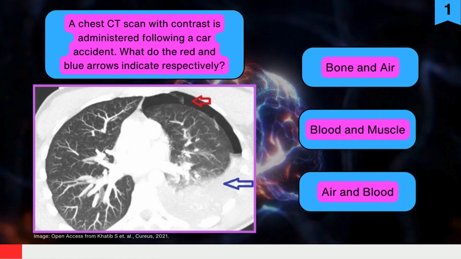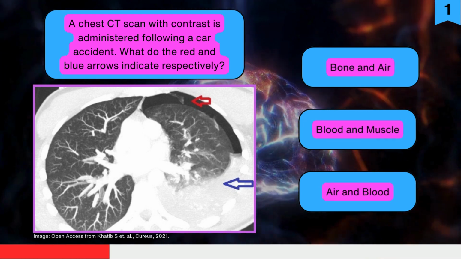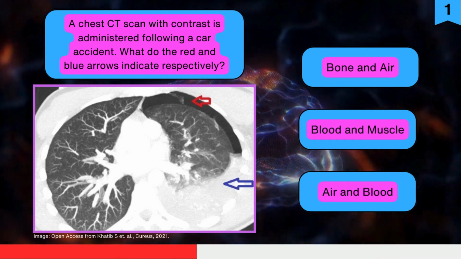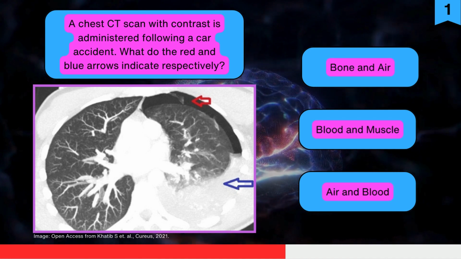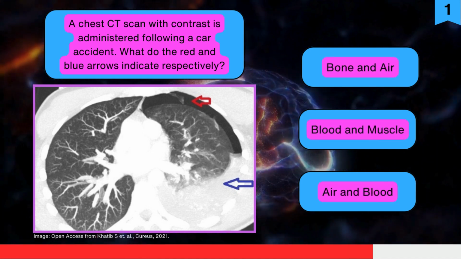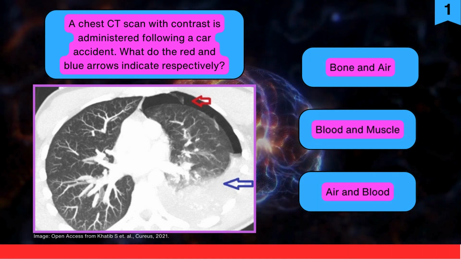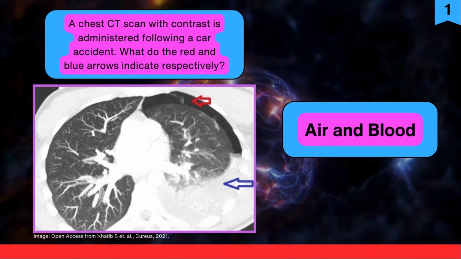A chest CT scan with contrast is administered following a car accident. What do the red and blue arrows indicate respectively? Bone and water, blood and muscle, air and blood. That's air and blood.